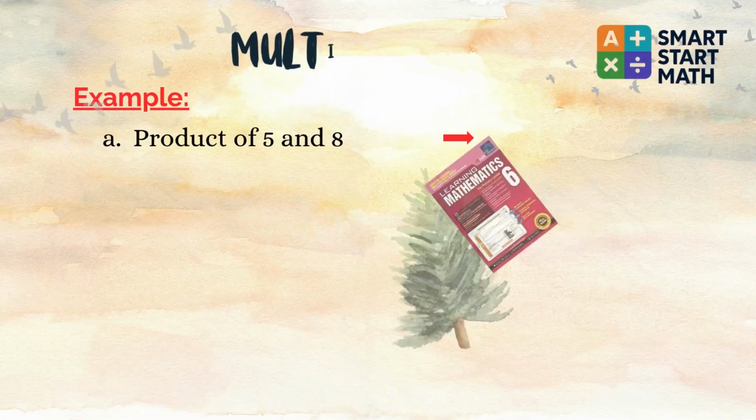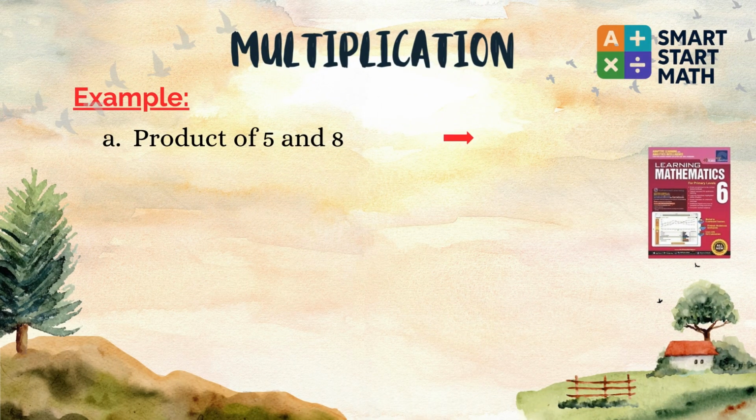Now, in the third part of our video, we're going to learn how to form algebraic expressions using multiplication. Let's start with example A. We need to find the product of 5 and 8. Since product means multiply, we take 5 times 8, which equals 40.